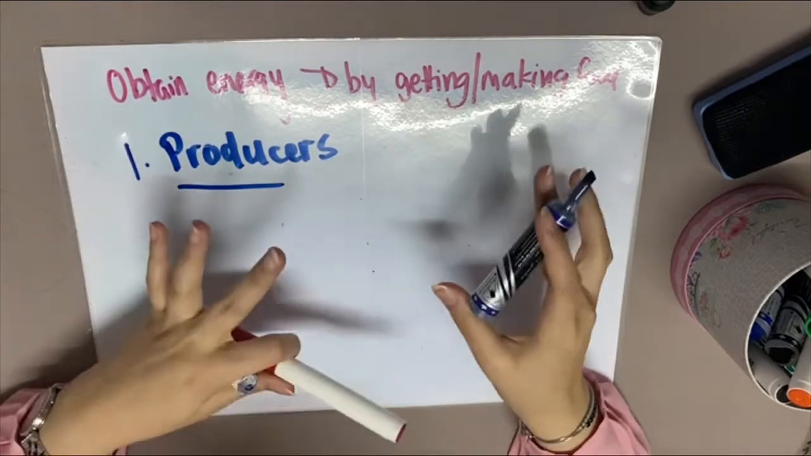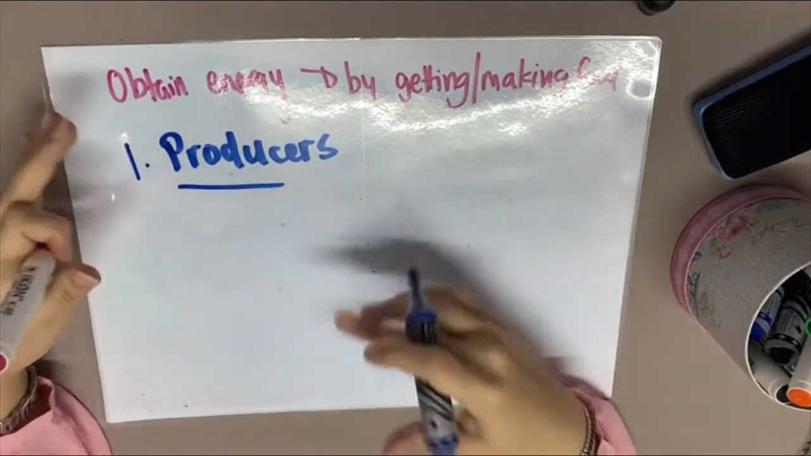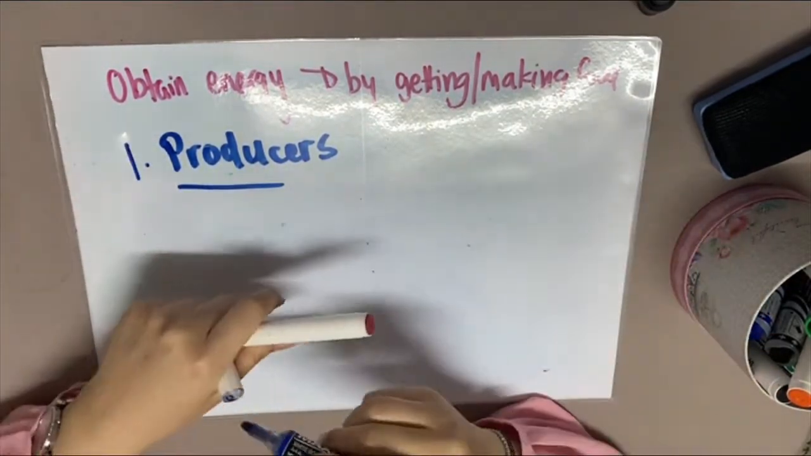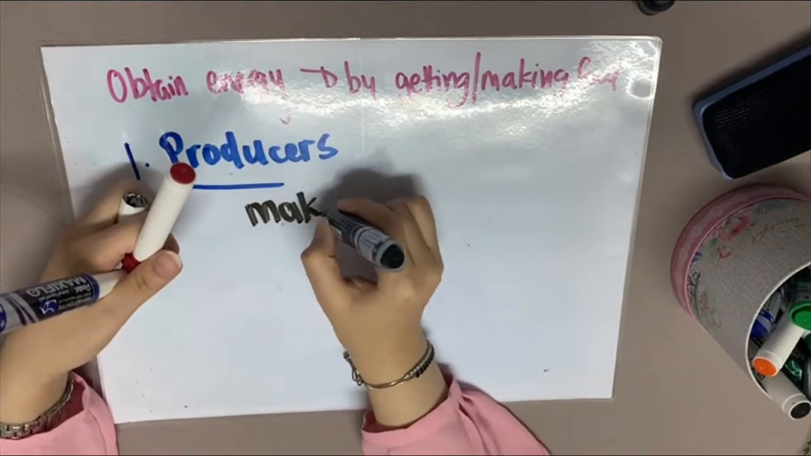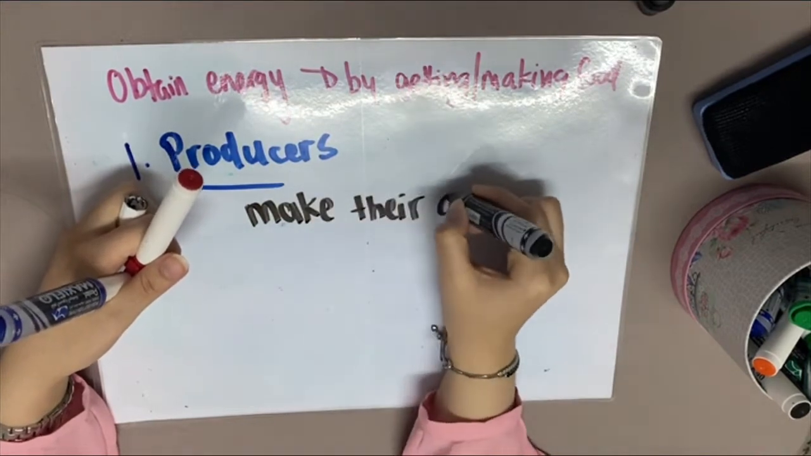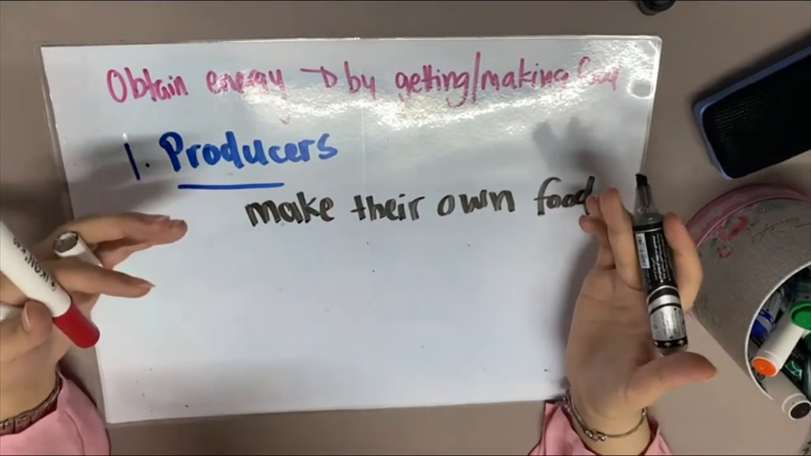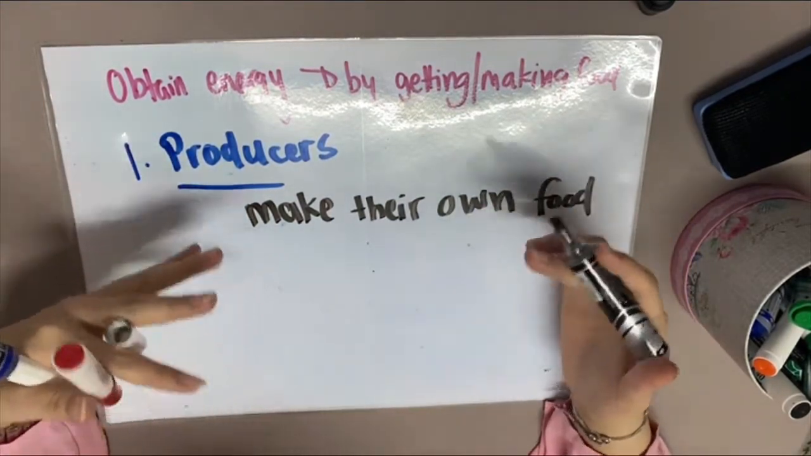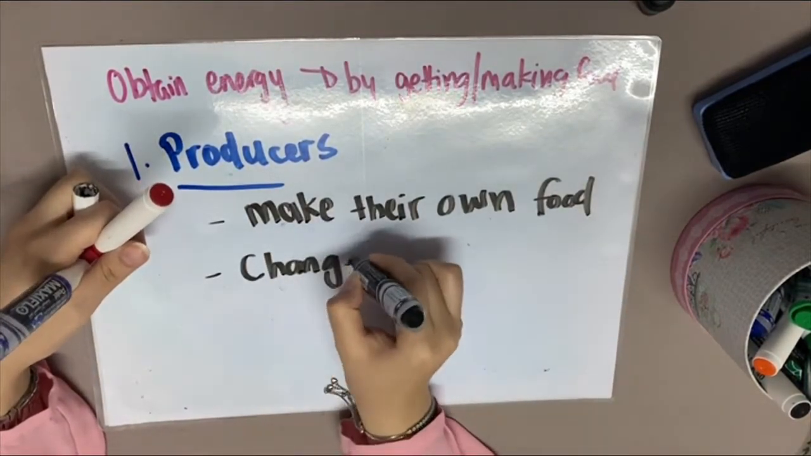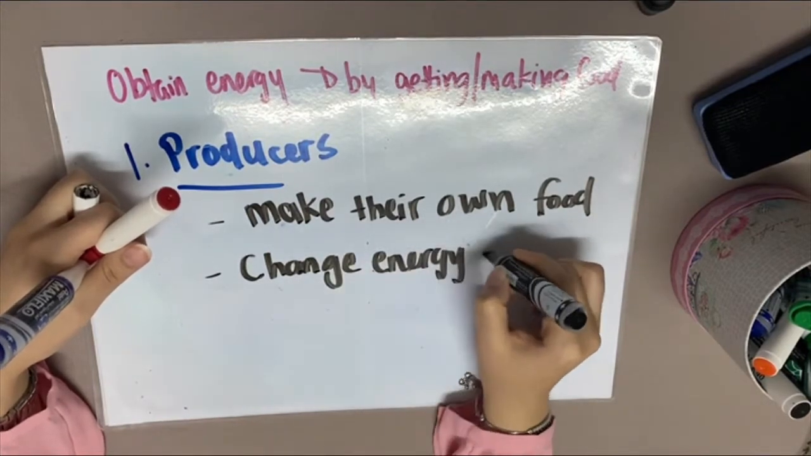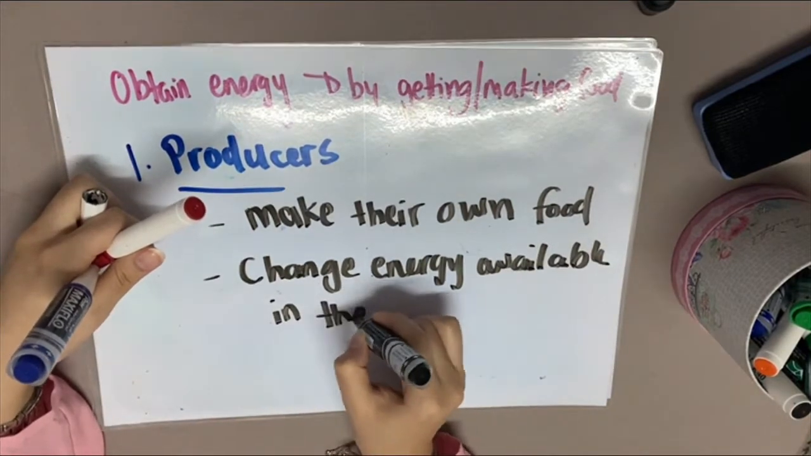Let's take a look at each of them in detail so we can actually understand what's going on. Let's give a brief introduction first. What are producers? Producers are simply organisms that make their own food. It's very simple because producers produce. So they change the energy available in the environment into food energy, to make food.